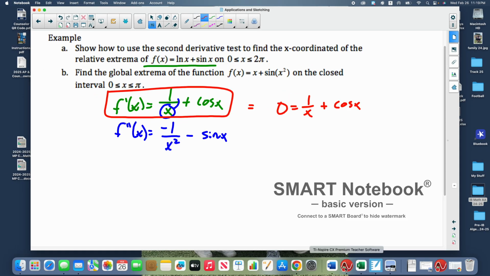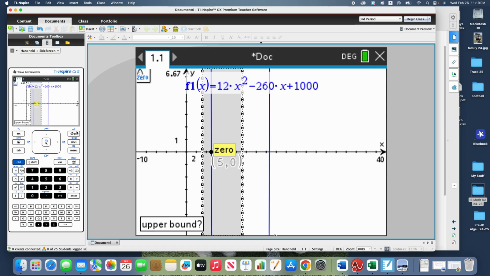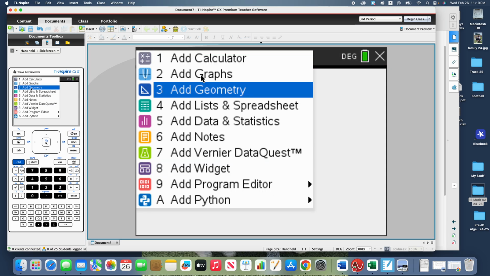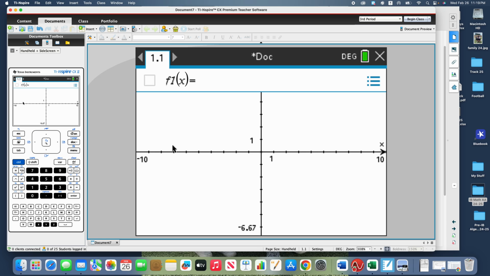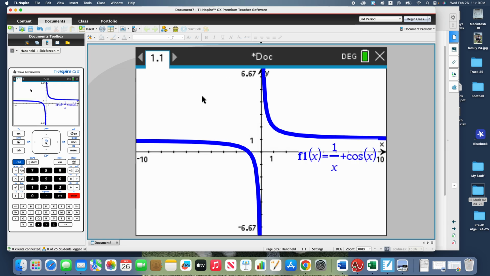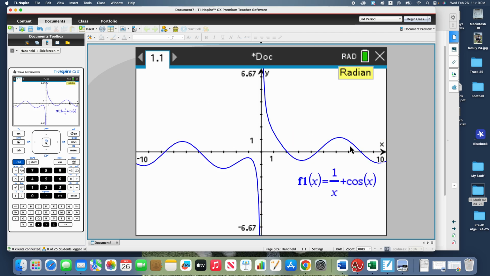So if I were to do that, come over here. I'm just going to start fresh. So new. No, I'm not going to save that. And I'm going to add a graph. I'm going to do 1 divided by x and then I'm going to say plus cosine of x. And when I graph that, I actually got a pretty decent graph there. It's in degrees right now, but really I probably should change it to radians. That is a better picture of that graph. We see a lot more of that graph there.